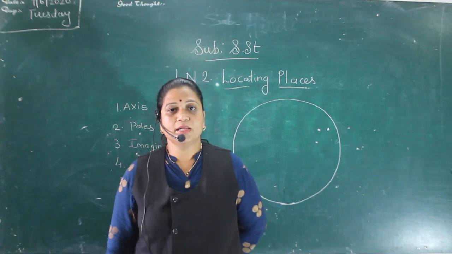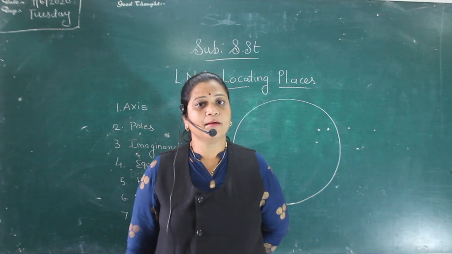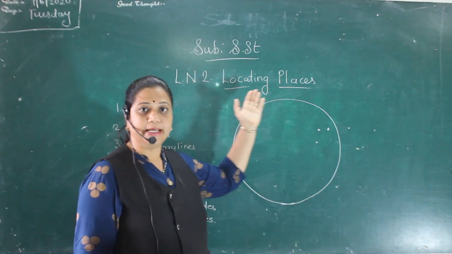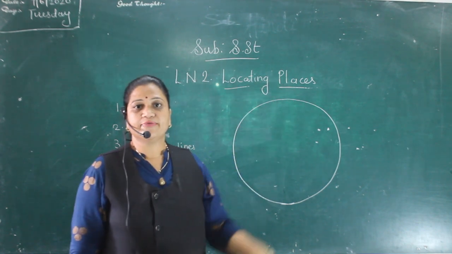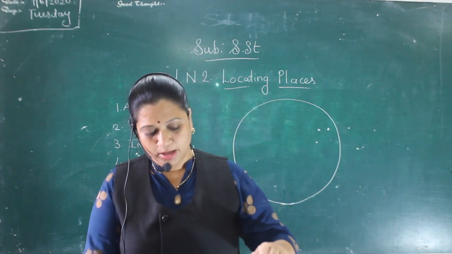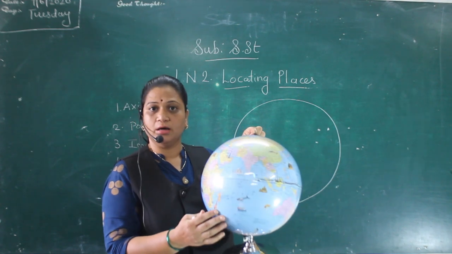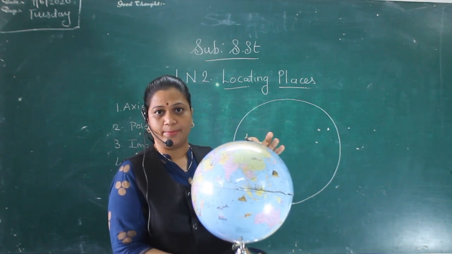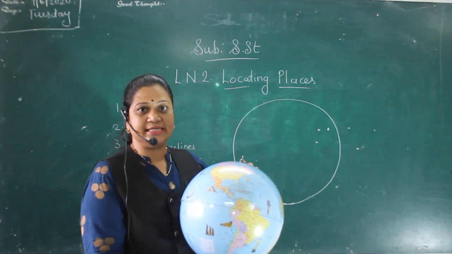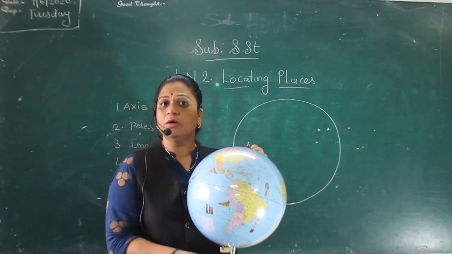Dear students, in the month of April we have studied lesson number 1, that is globes and maps. Today we will start with lesson number 2, locating places. In the first lesson you have studied about the globe. What is a globe? A globe is the true model of the earth, which shows the actual shape of the earth. In this lesson we are going to study the globe in more detail.